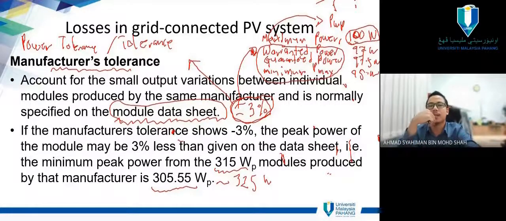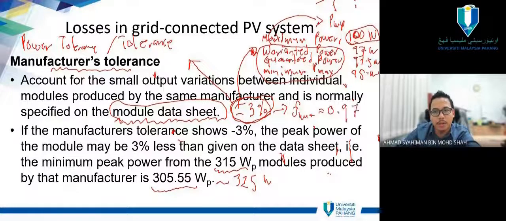So that one is tolerance. If you see that kind of plus minus, then don't need to think. Just take 3%, which means your FMM becomes 0.97.